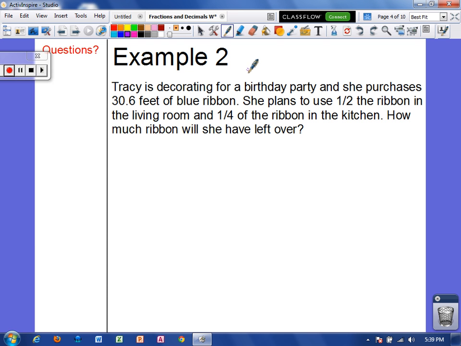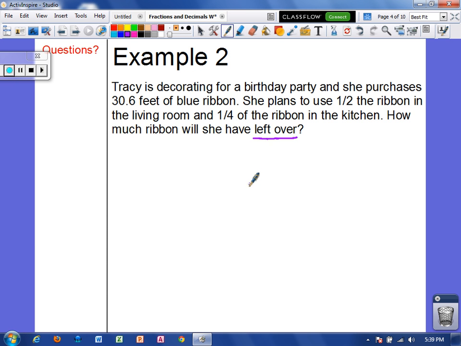Tracy is decorating for a birthday party and she purchases 30.6 feet of blue ribbon. She plans to use half the ribbon in the living room and 1/4 of the ribbon in the kitchen. How much ribbon will she have left over? All right, so the question wants to know how much she will have left over.